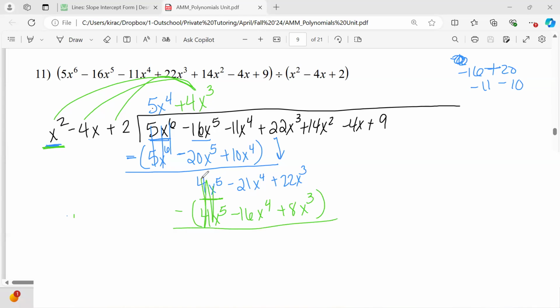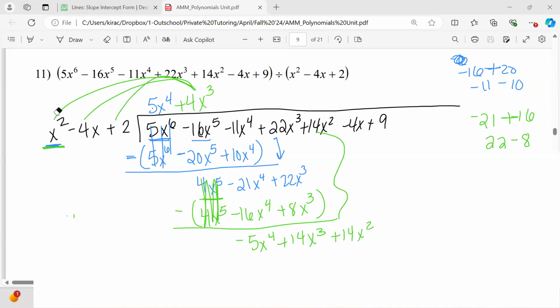And subtract all the way. First guy should always cancel. We're going to be very careful. That's negative 21 minus negative 16. That turns to addition to give us negative 5x to the 4th. And then that's 22 subtract 8, which is 14, x cubed. And drop down.